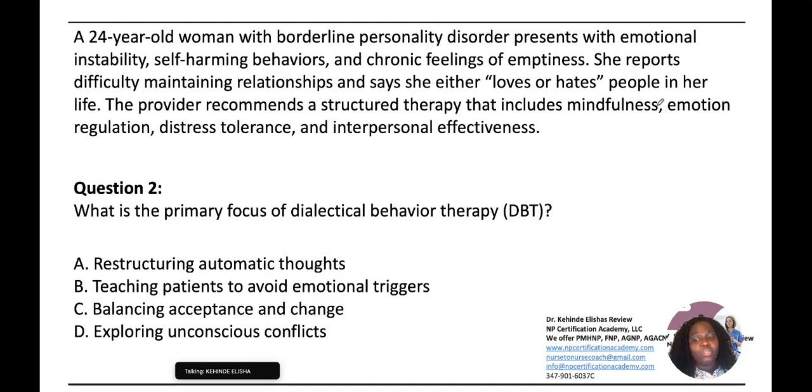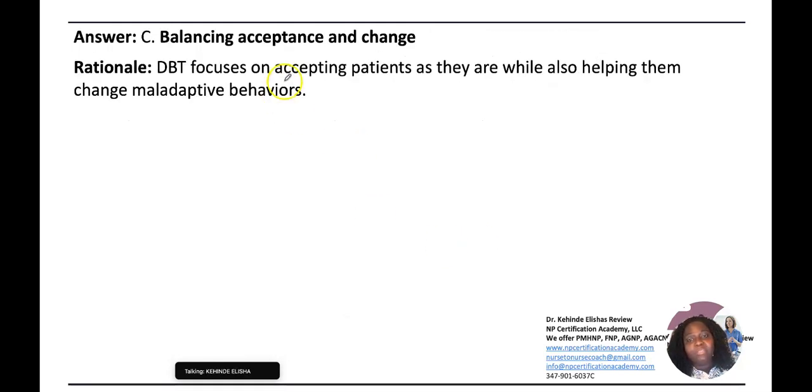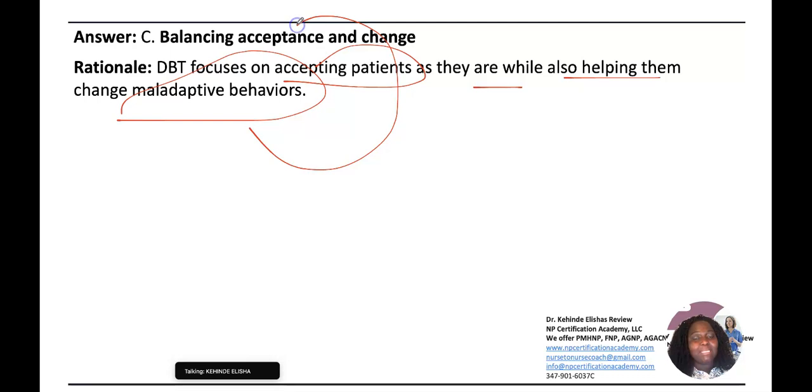What about exploring unconscious conflict? That is a technique for which one? Exploring unconscious conflict, that would be something like psychodynamic, if you think about it. So, balancing acceptance and change. C, final answer is what is left. Balancing acceptance and change. How much change can you cope with? Is that why you are so dysregulated? Why are you not maintaining relationships? So DBT focuses on accepting patients as they are while also helping them to change maladaptive behaviors. So that's where the balancing acceptance and change comes in. It is focused on maladaptive behaviors.